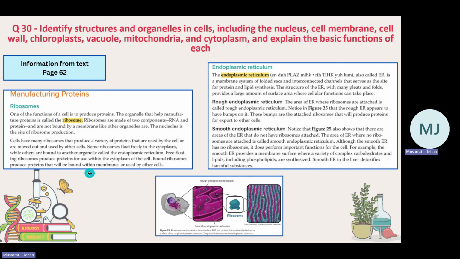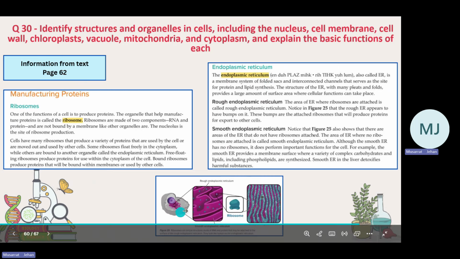But the ones which are attached in endoplasmic reticulum, they are used by other cells. What is endoplasmic reticulum? It's also an organelle. We also call it ER, E for endoplasmic and R for reticulum. It is a membrane system of folded sacs. Here you can see this. This is endoplasmic reticulum. Folded sacs, interconnected channels.